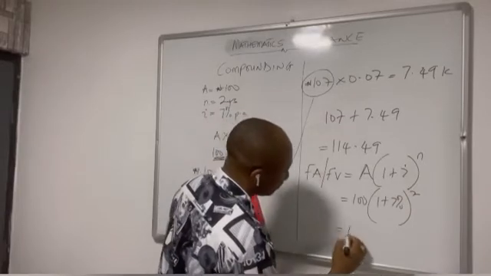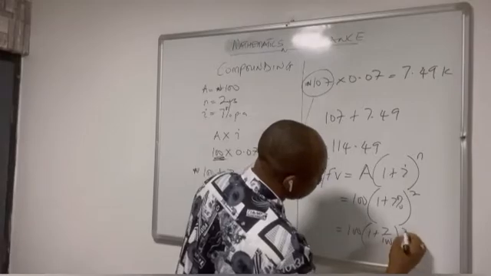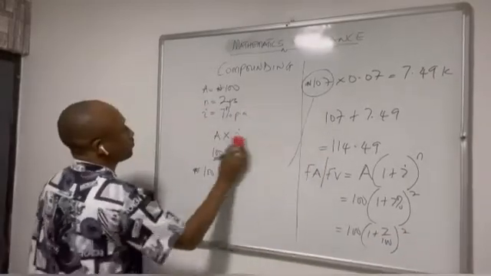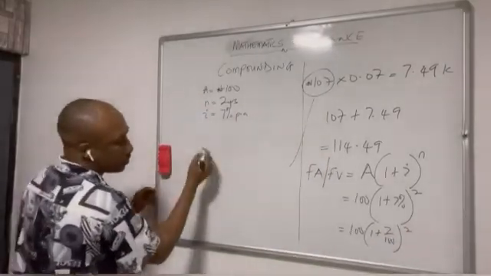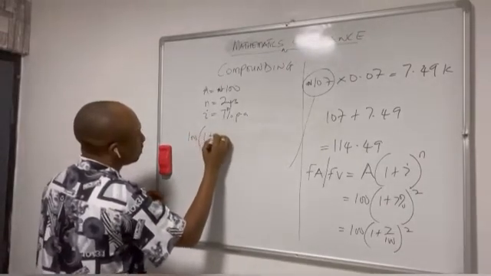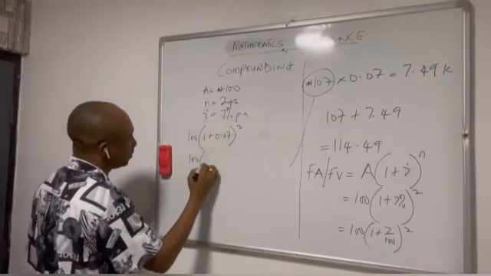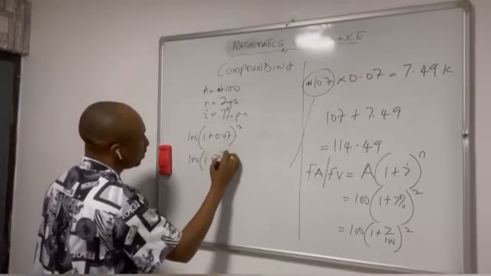Then what you have is 100 into 1 plus 7 all over 100, raised to the power 2. What you then have is 100 into 1 plus 0.07 raised to the power 2. Then you have 100 into 1.07 raised to the power 2.